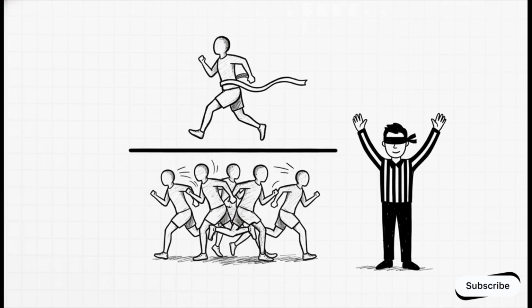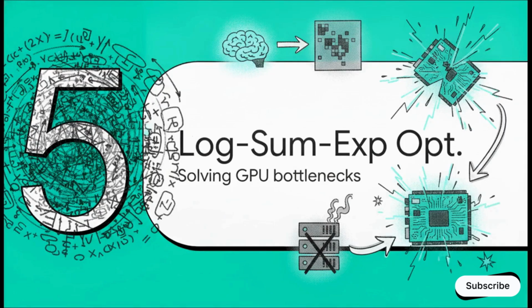If the finisher has the highest score, the numerator is large, the fraction approaches 1, and the loss is near 0. That messy, totally unknown baseline time factor, it completely cancels out in this ratio. It becomes a pure ranking function. Section 5. The log-sum-exp optimization.